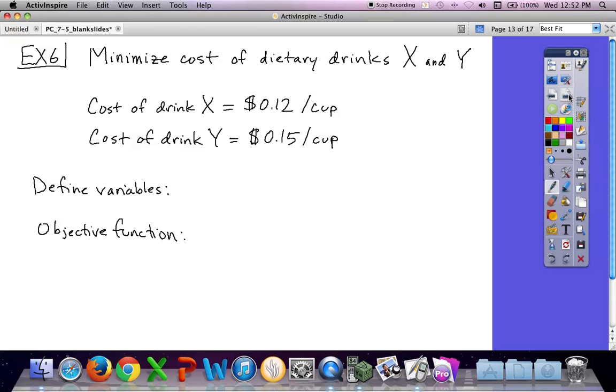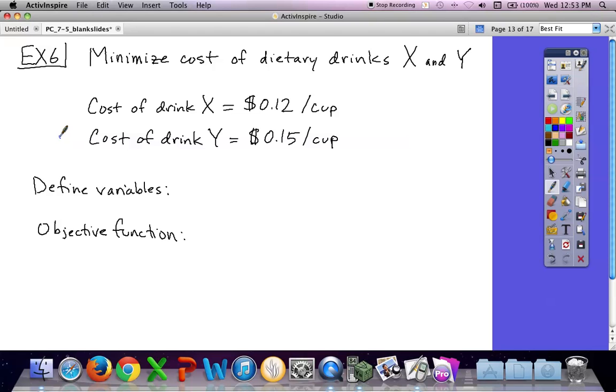So in this case, we've got the same constraints, the same system of inequalities, but now we know that there's actually cost involved here. We want to minimize the cost, which may change our decision about how much we're going to use of each drink. So the cost of drink X, that's a capital X, is 12 cents a cup. And the cost of drink Y is 15 cents a cup.